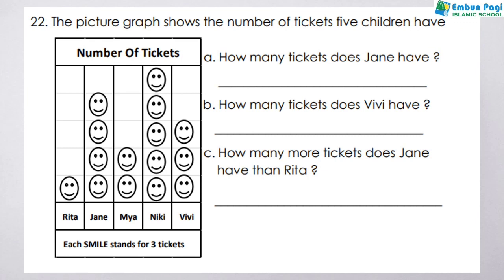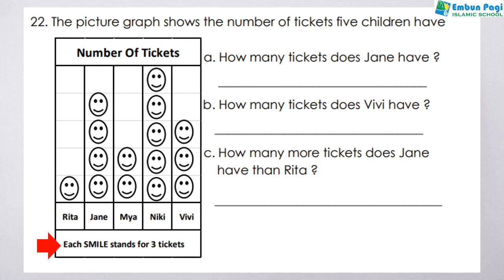Question number 22. It's about the picture graphs. You can see the picture graphs. It is about the tickets. For picture graphs, we must pay attention to the key. And the key says that each smile stands for 3 tickets. Now let's start to answer all the questions using the picture graphs.